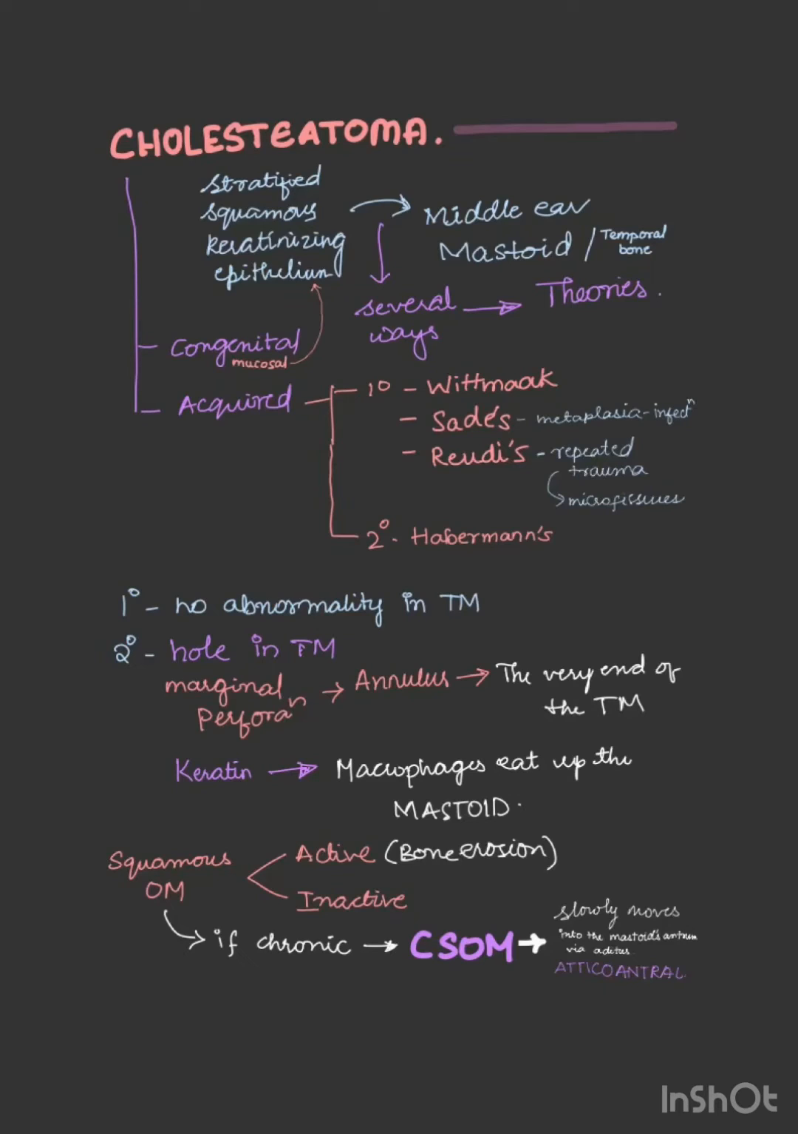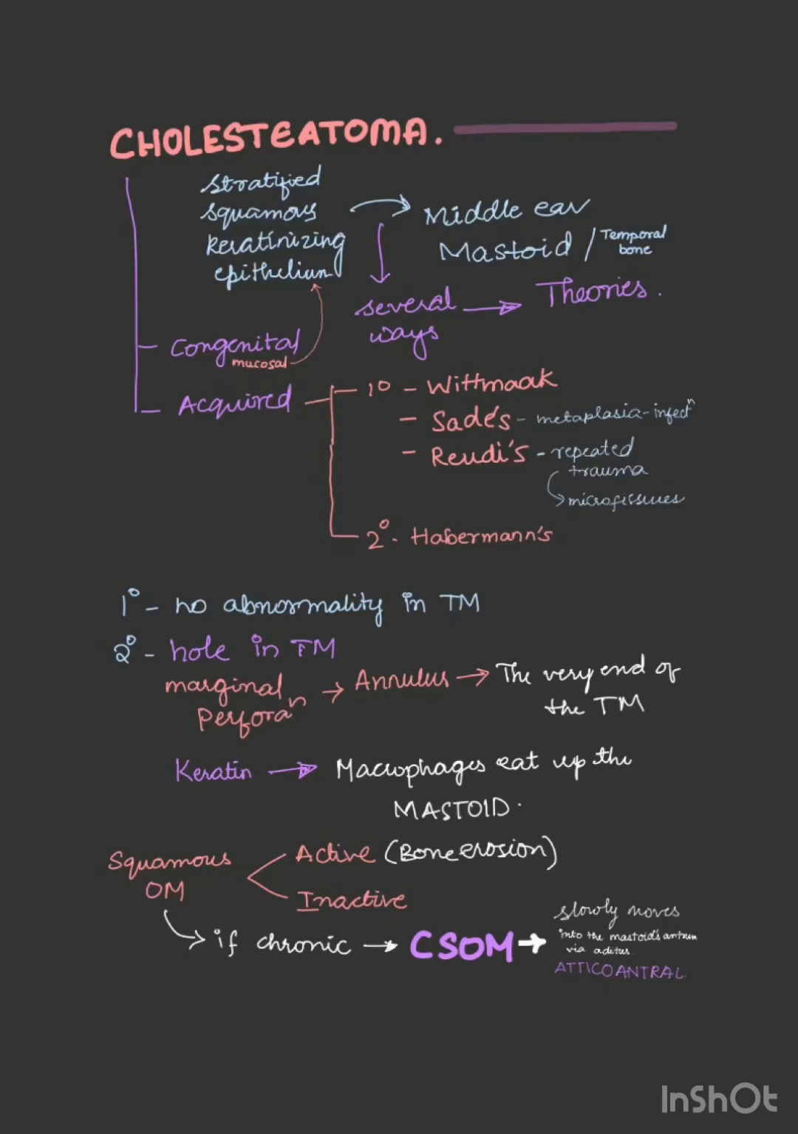The middle ear has various kinds of epithelia. However, it does not have a keratinized one, which means something like our skin on the body. But in this condition, we see that the squamous keratinizing epithelium makes its way into the middle ear and other surrounding structures where it's not supposed to be, in various ways, and that's how we have the theories.